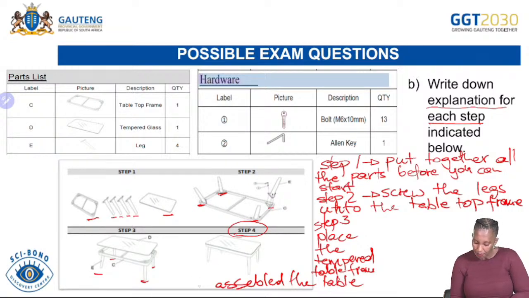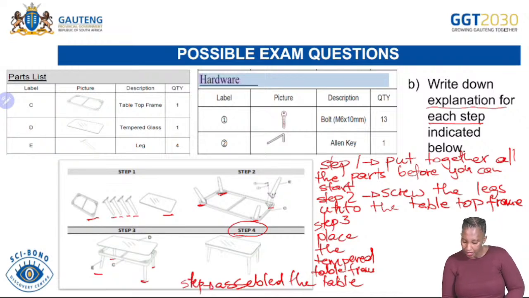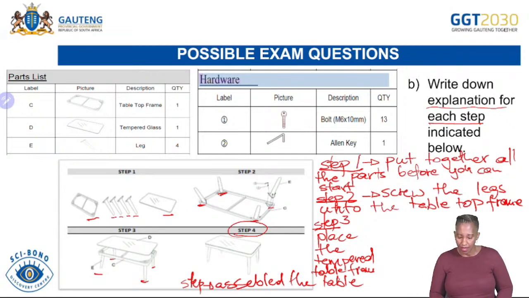This is our step number 4. As we can see, in step number 4, we have assembled the table now. As you can see there are our steps. Step number 1, we put all the parts together before we can start, ensuring that everything is there and readily available. And then step number 2, we screw the legs onto the tabletop frame. Remember, the tabletop frame is facing upwards, and then we just screw the legs there using the screws and the Allen key.